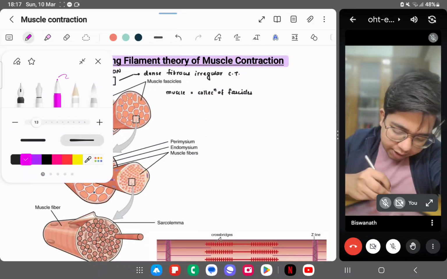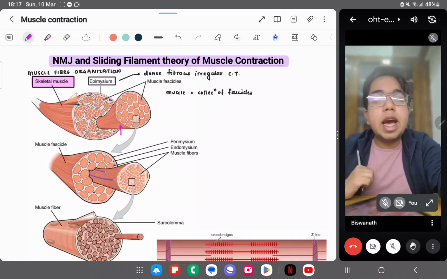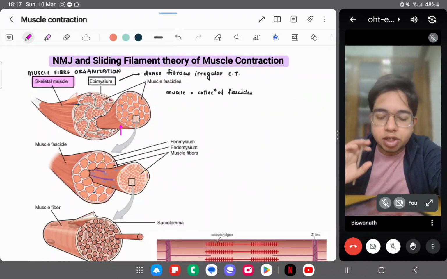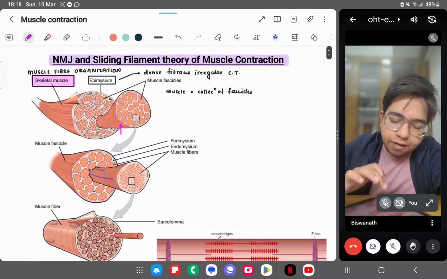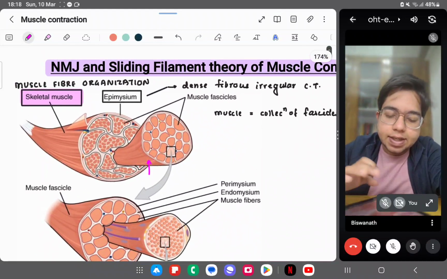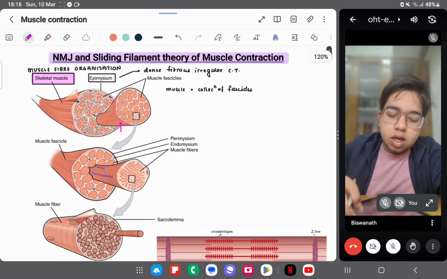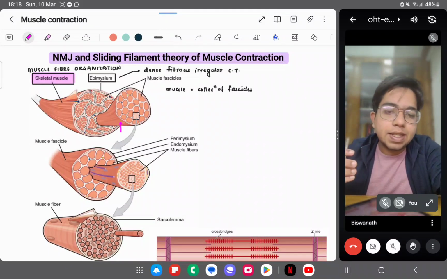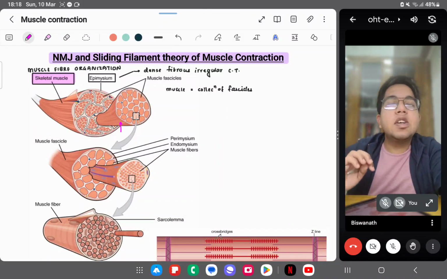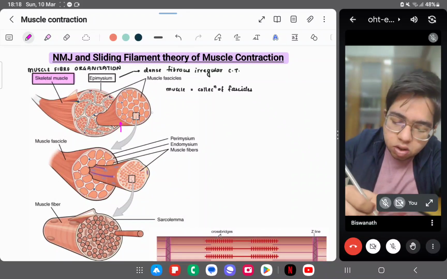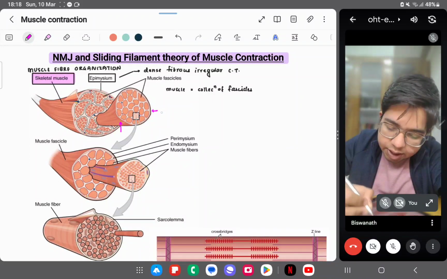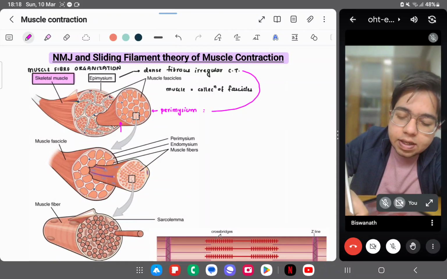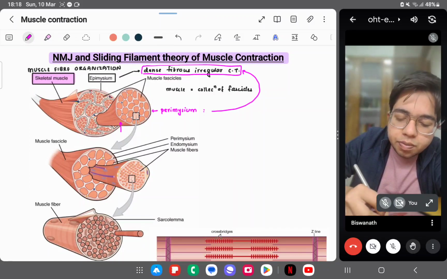What is extrapolated here, this pink arrowed one, is the fascicle. This is a fascicle that is brought outside so as to visualize the structure. Understood? So muscle fascicles are there. You can see many groups of muscle fascicles in a skeletal muscle. The muscle fascicle will be covered again, and this covering of the muscle fascicle is known as the perimysium. This is also dense, fibrous, irregular connective tissue in nature. The outermost covering of the muscle fascicle is called the perimysium.